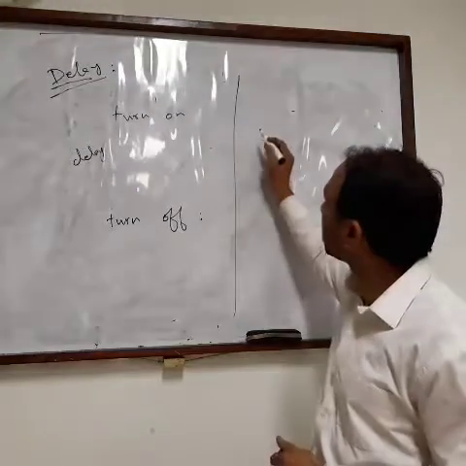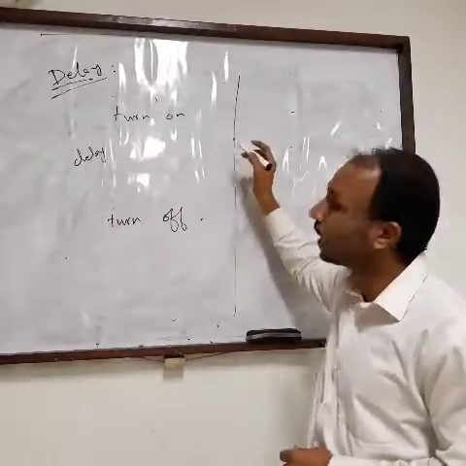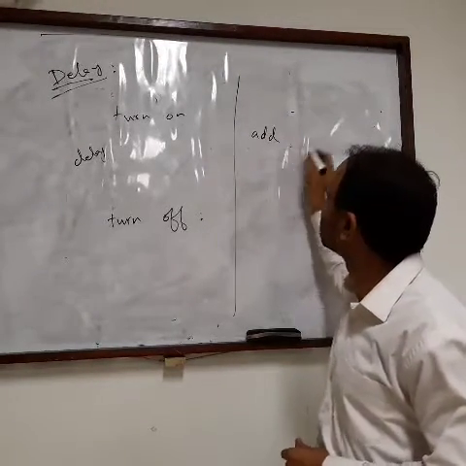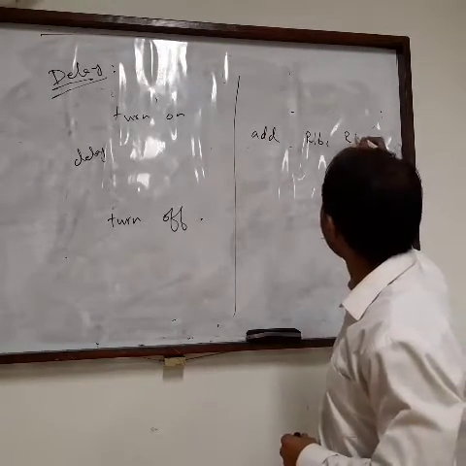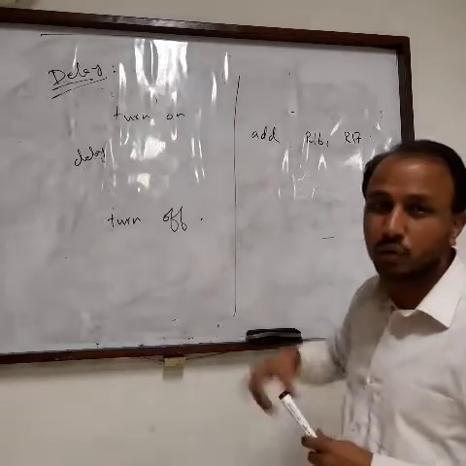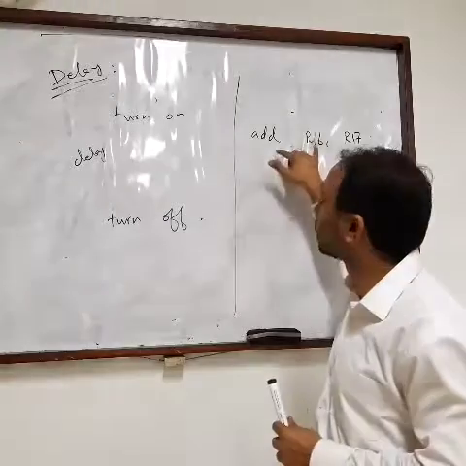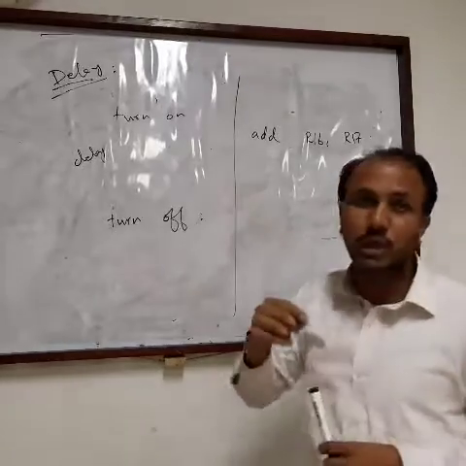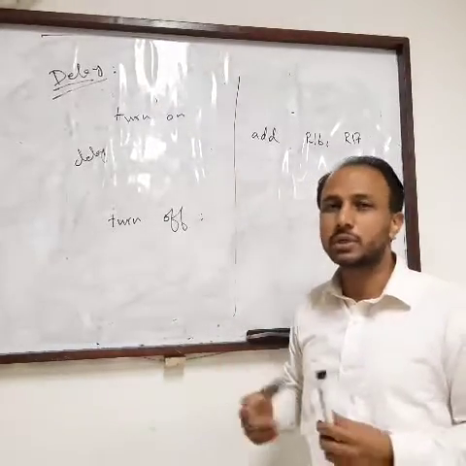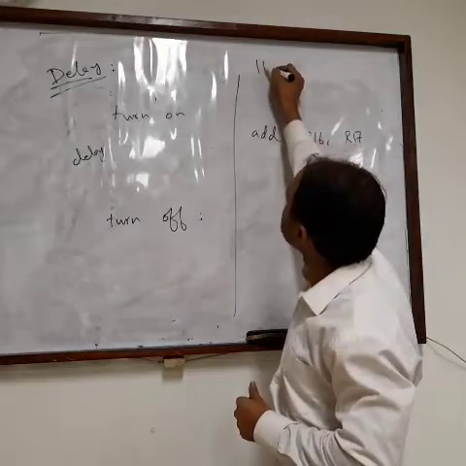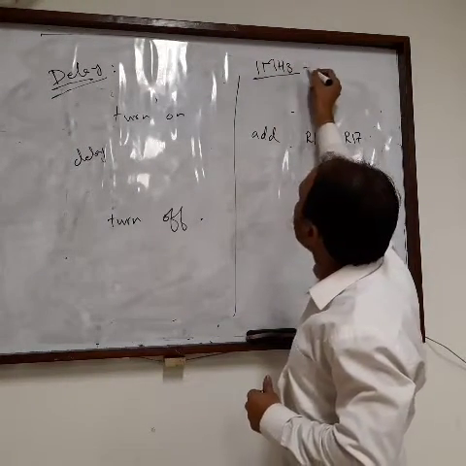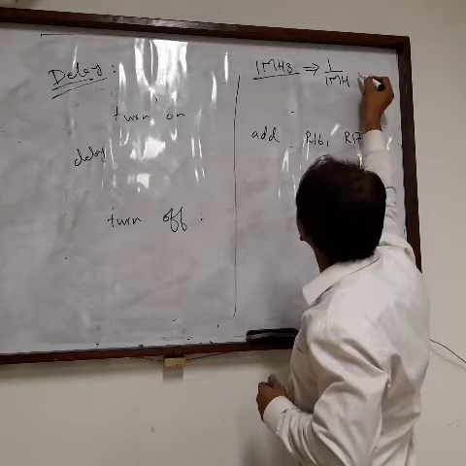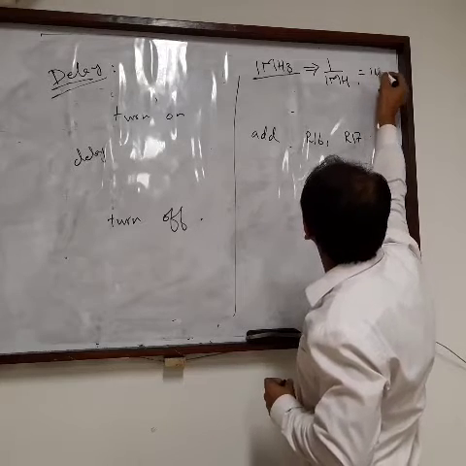We know that when we are running an instruction, it takes some number of clock cycles. For example, add R16, R17. We should know, as I told you earlier, how many cycles it will take. It is taking one cycle. If we are running any processor on, for example, 1 megahertz, its clock period will be 1 divided by 1 megahertz, which is equal to 1 microsecond.